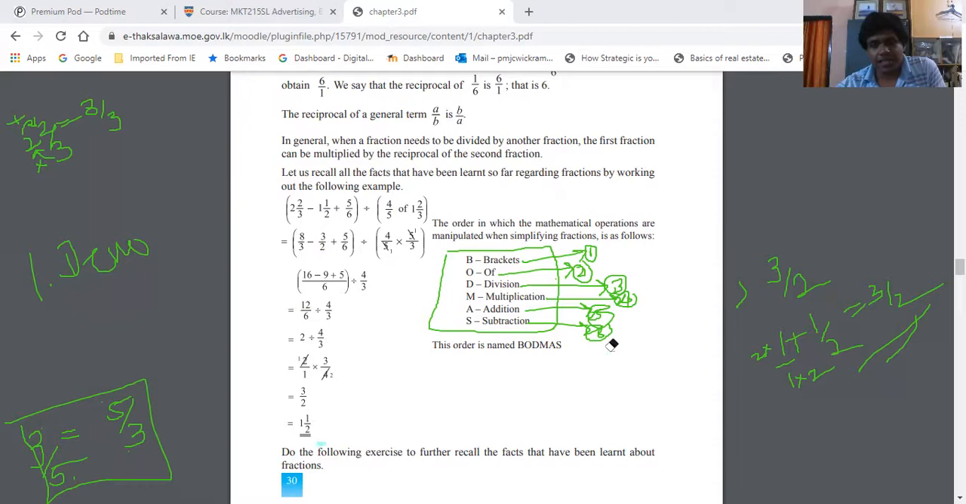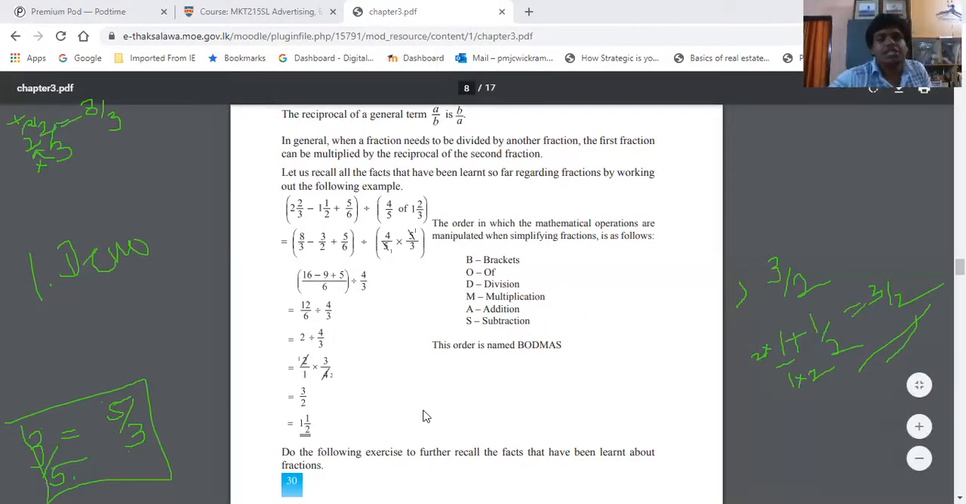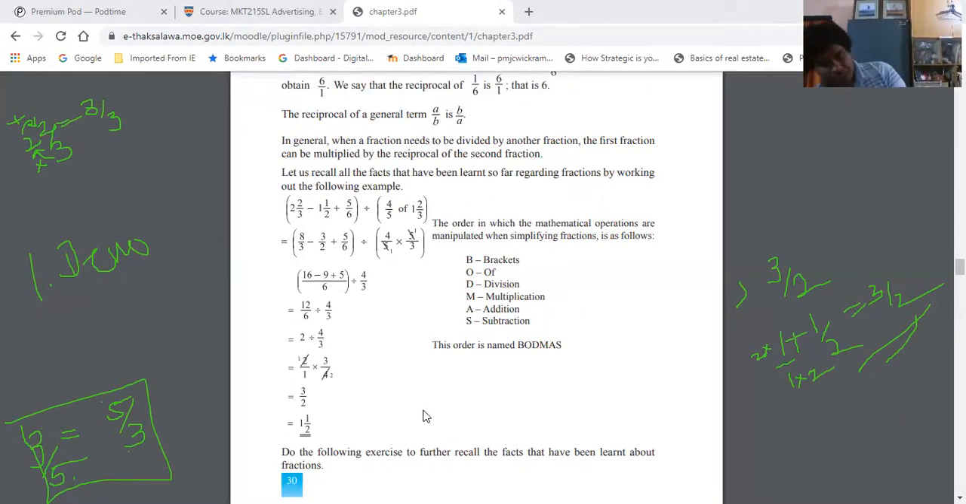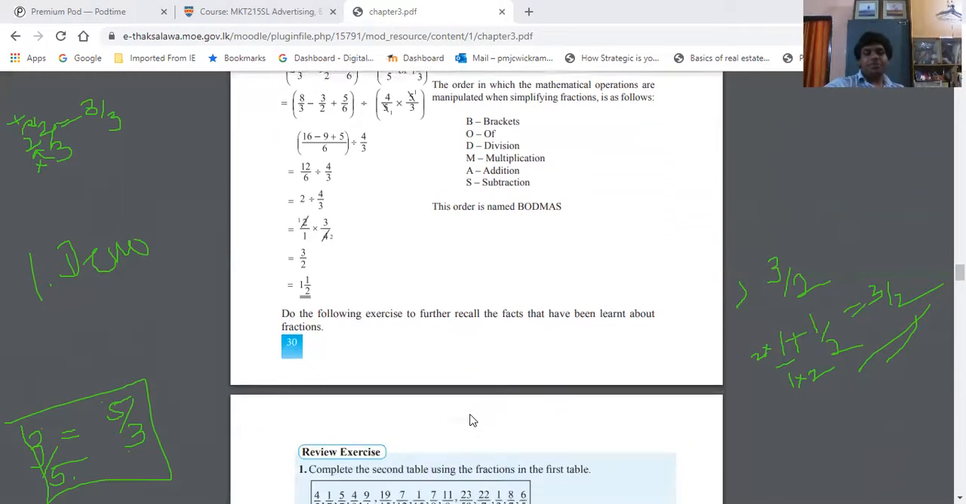That is a very interesting sum to start off with the BODMAS theory. Always remember the BODMAS theory: brackets first, of second, divisions third, then multiplication, addition, subtraction. Number one step, always change the mixed fractions to improper fractions. Then check for the common denominator. Do those first when it comes to addition and subtraction. After that, check the BODMAS theory, do those steps and simplify it at your will.